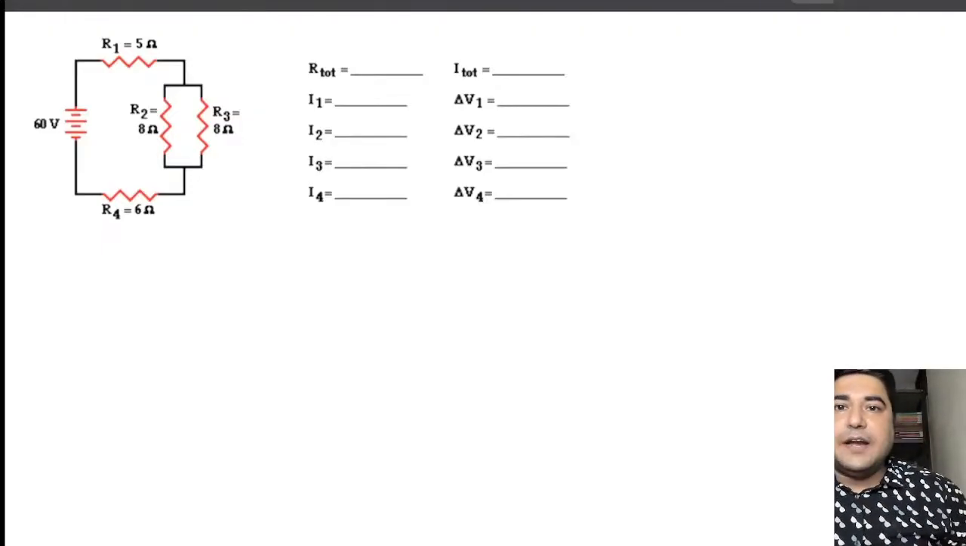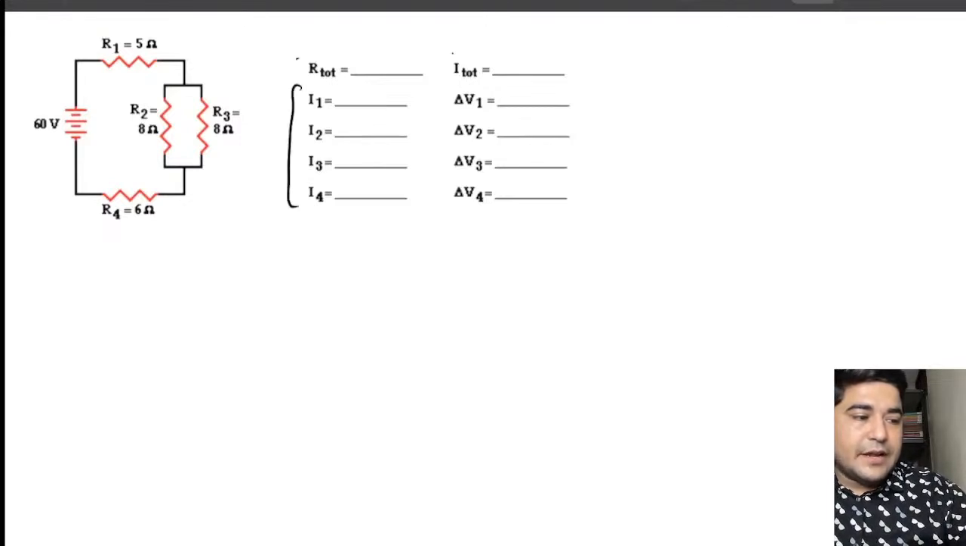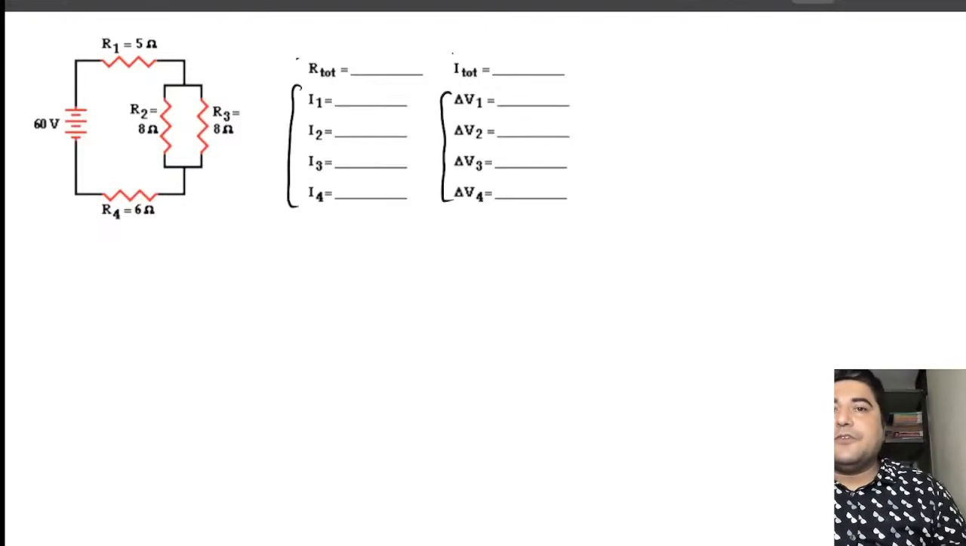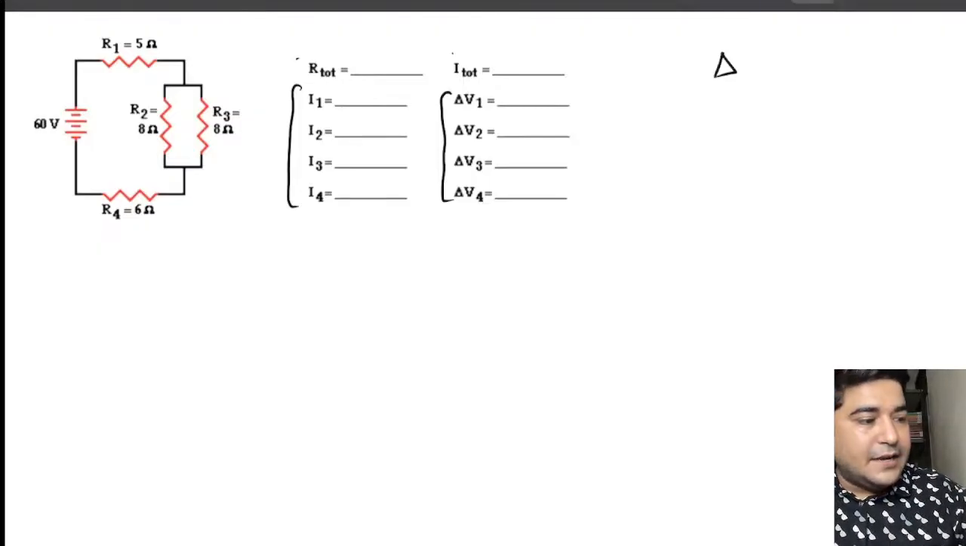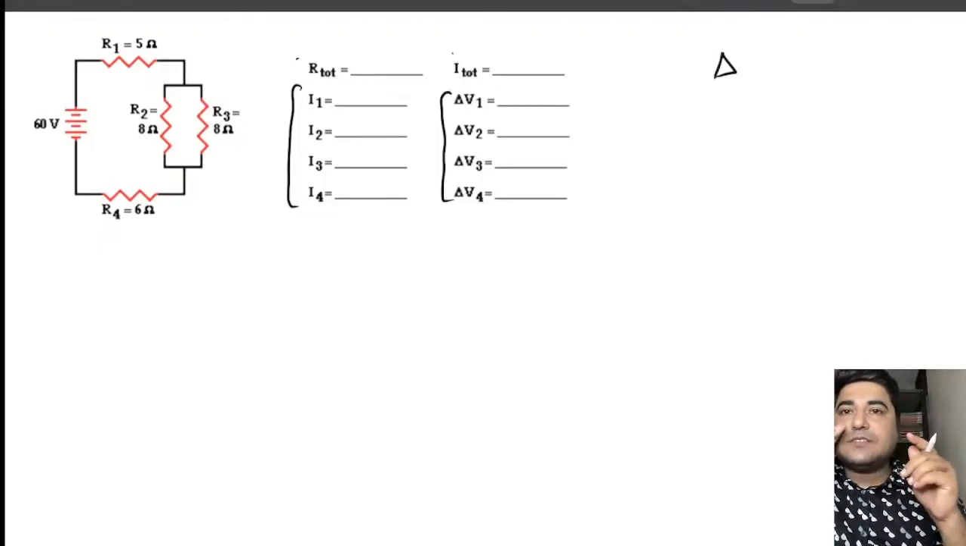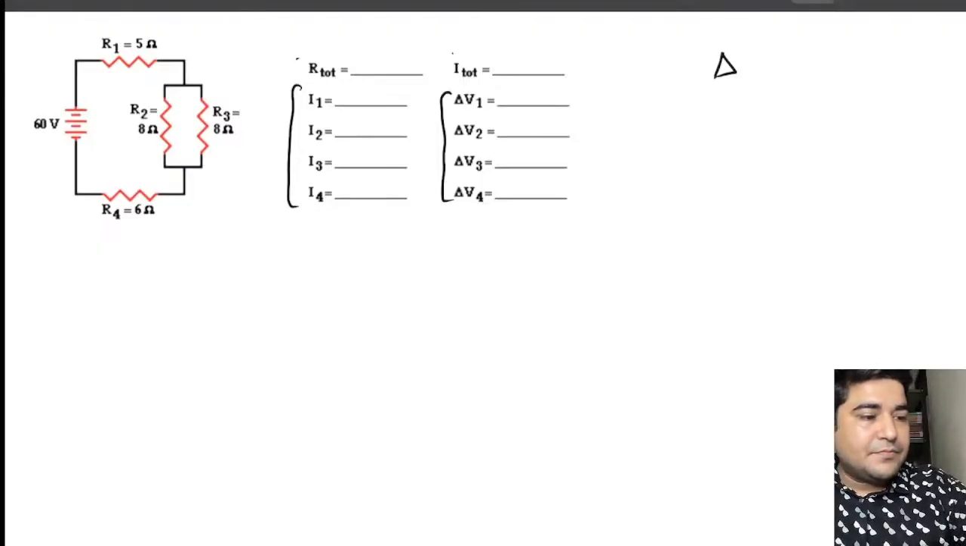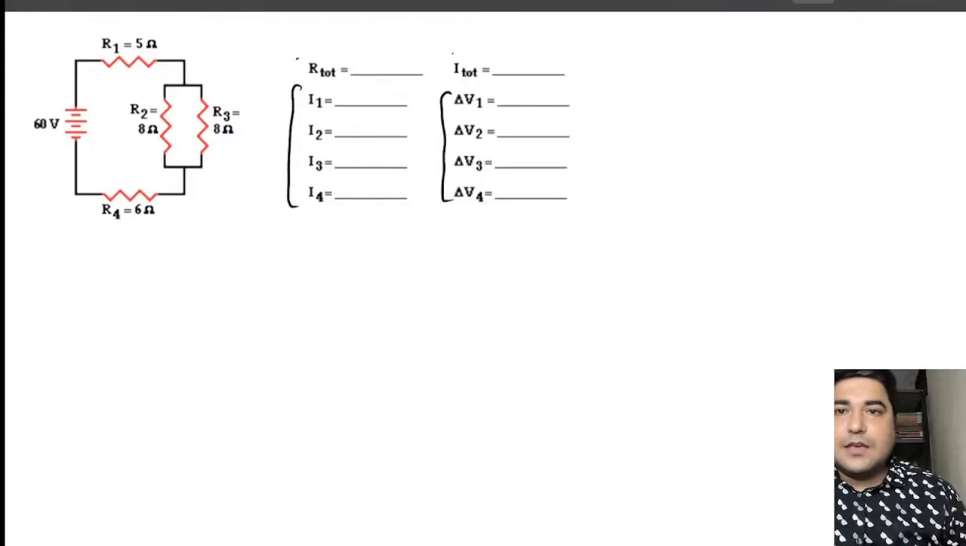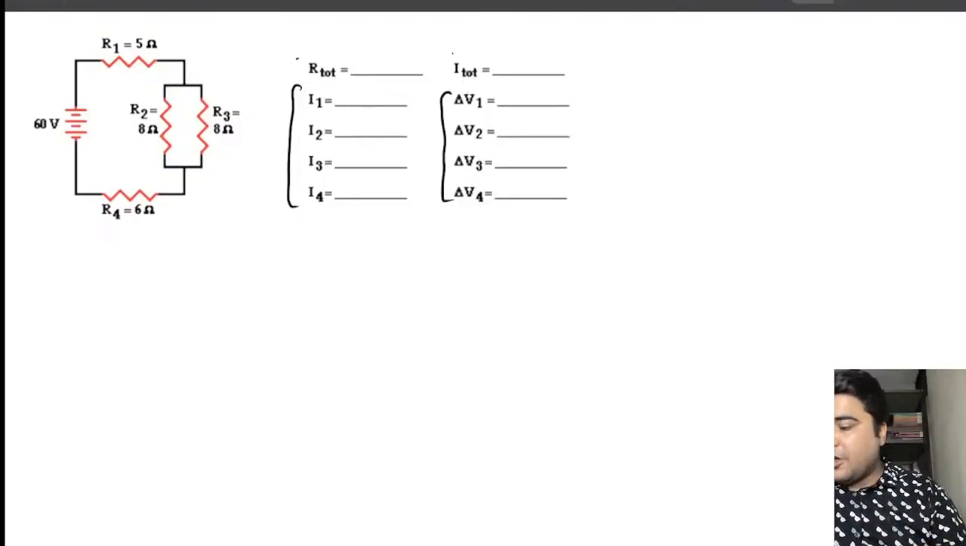First of all, we need to find out the value of total resistance, total current, these currents, and these potential differences. This delta is known as potential difference. So potential difference is also always calculated across 2 points. That is why delta is mentioned. You guys can provide me the answers by stating RT, I1, I2 in these formats.